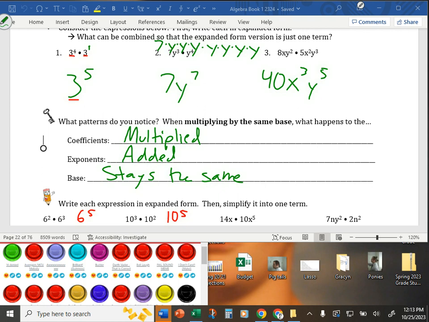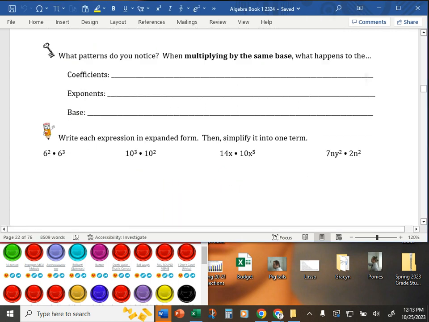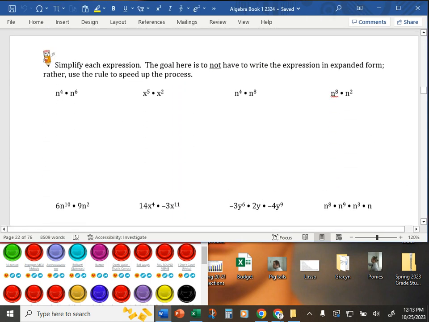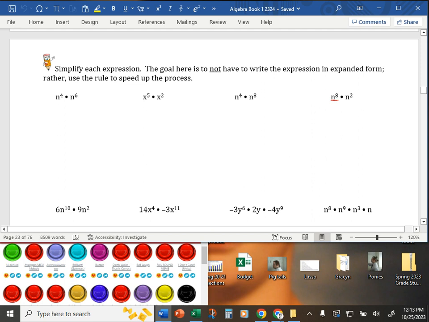Back on the help sheet. Okay? And armed with this rule, you now have the ability to do the second page much more quickly than the first one, because as the directions say, the goal here is to not have to write the expression in expanded form. Instead, speed up the process by using the rule. So the first one there, n to the fourth times n to the sixth.